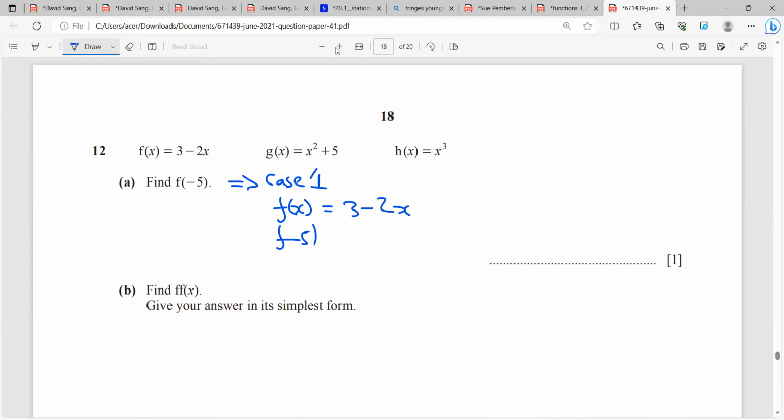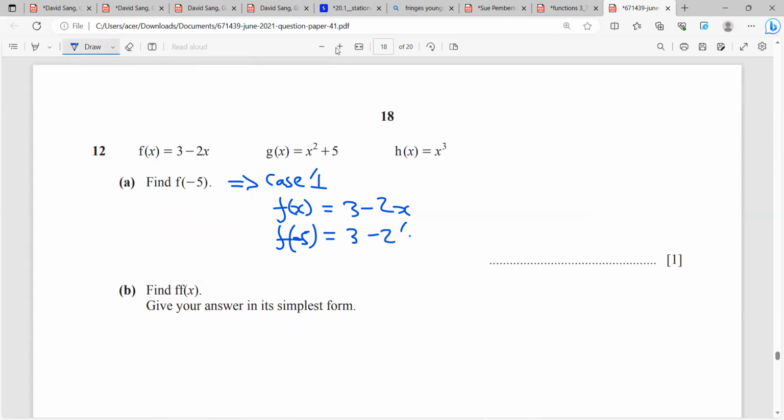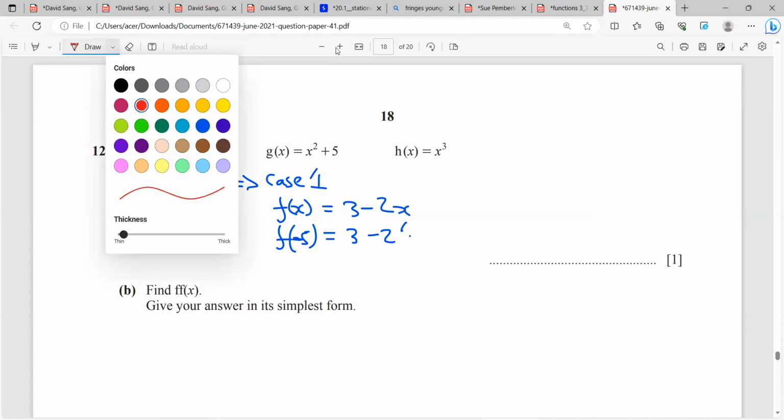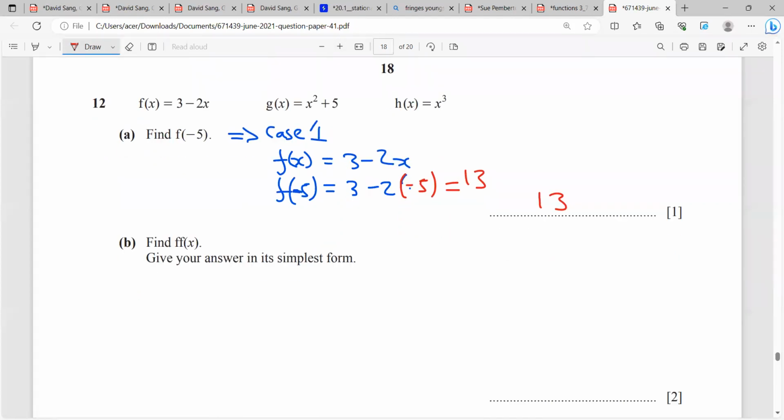Then f of -5, we simply substitute -5 and put that in place of x. So it's going to be 3 minus 2, then in place of x, we're going to put -5. And then I don't know what we're going to get there. Yeah, it has to be 13. Perfect. So easy stuff, simple substitution. That's case 1 for you.